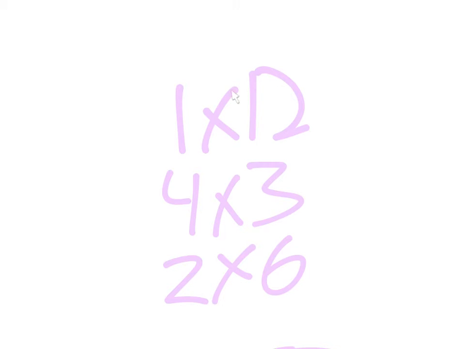A composite number is when you have a number like 12 that you can use different numbers and times them to get the number 12. A prime number is when you only have 1 times 12, or itself. But a composite number is when you have more than that.